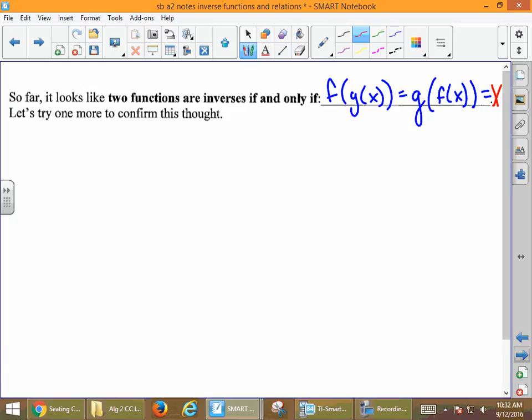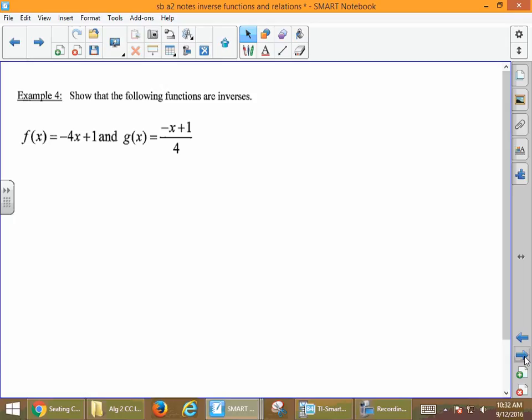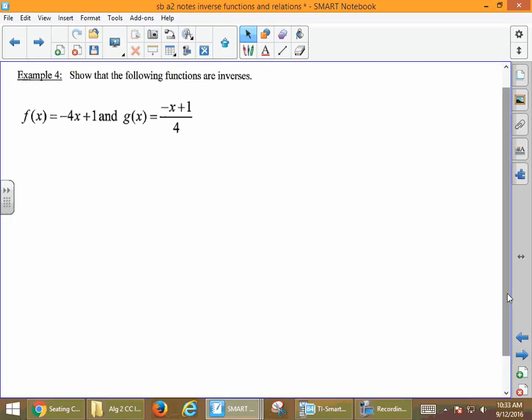But let's try one more here to make sure that it is true. And the thing is, you don't have to have inverses, but right now it says, show that the following are inverses. So sometimes the question might be, are they inverses? And then that's what you want to do. You want to show f of g of x equals g of f of x equals x. But it's the same process here.